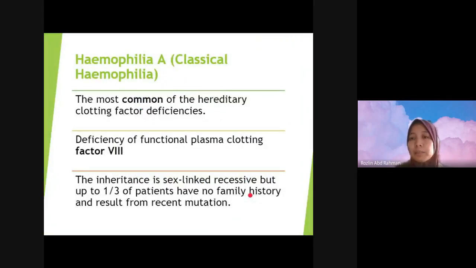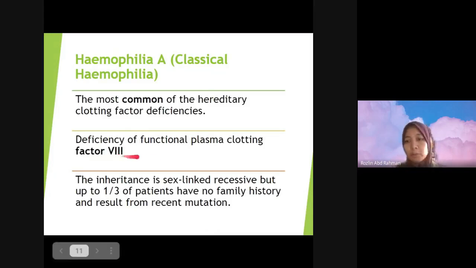Alright, hemophilia A, another name is classical hemophilia. There's a dysfunction in factor 8. Remember, 70% is because of inheritance, 30% is because of gene mutation. The prevalence is quite high, but usually in western countries, 30 to 100 per million population.